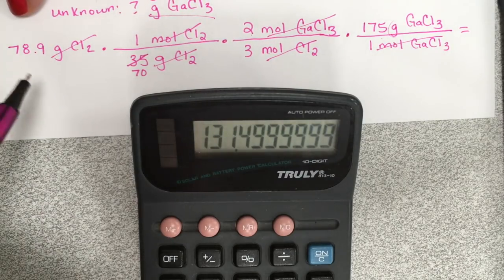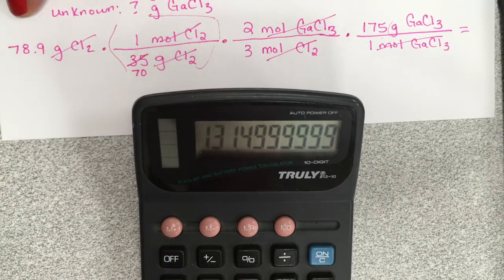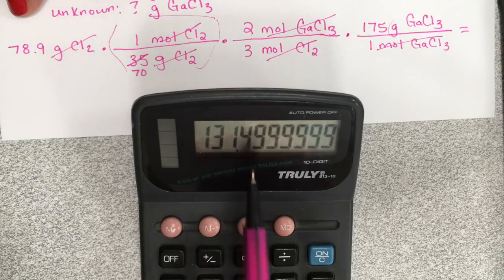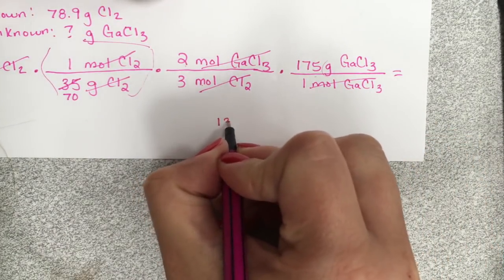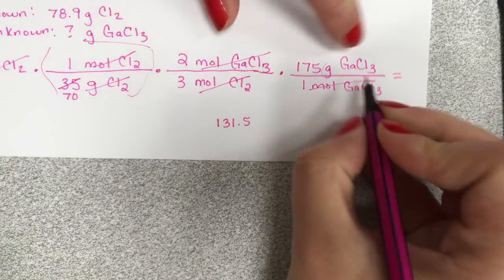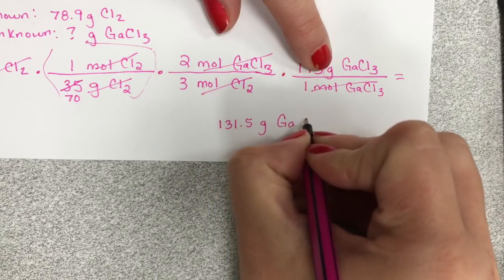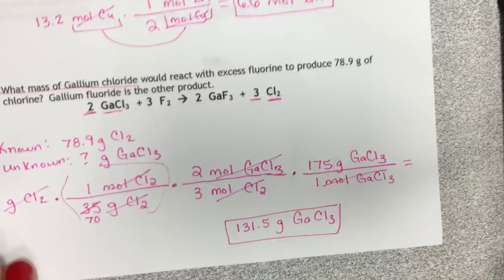If you want to put these in parentheses and put it all in your calculator, that's fine. I just do it the way I just showed you. So the answer is 131.5, and here are our units, grams of gallium chloride. Okay, there, we're 1/4 done.